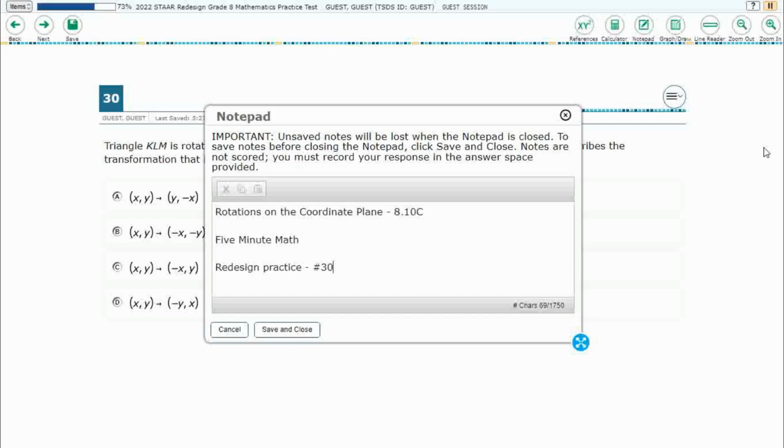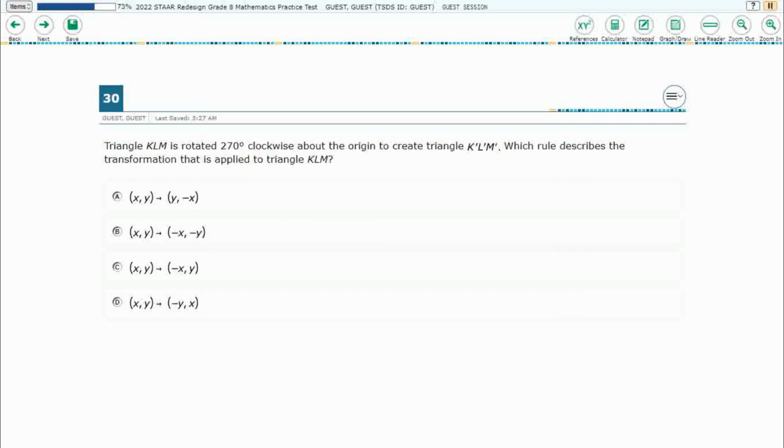Today we are looking at the 8th grade concept of rotations on the coordinate plane. This is standard 8.10c in the great state of Texas, and we are using item number 30 of the Redesign Practice Online STAAR test. If you haven't done so already, please go ahead and take a moment to pause the video, work this problem out on your own, unpause it, and we will look at our answers together.